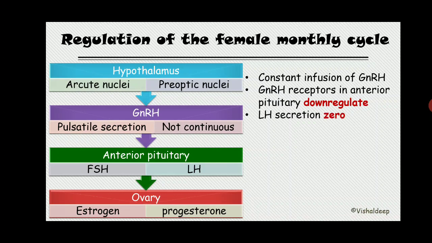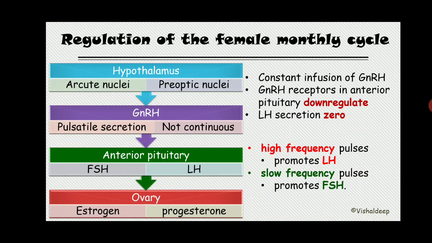And if a higher frequency pulse of GnRH is there, it will promote LH secretion, and a slower frequency of pulse will promote FSH secretion. So if the frequency of GnRH is high, then LH secretion will become more. If the frequency of GnRH release is less, then FSH secretion will be more. Alright. Now the negative feedback inhibition.